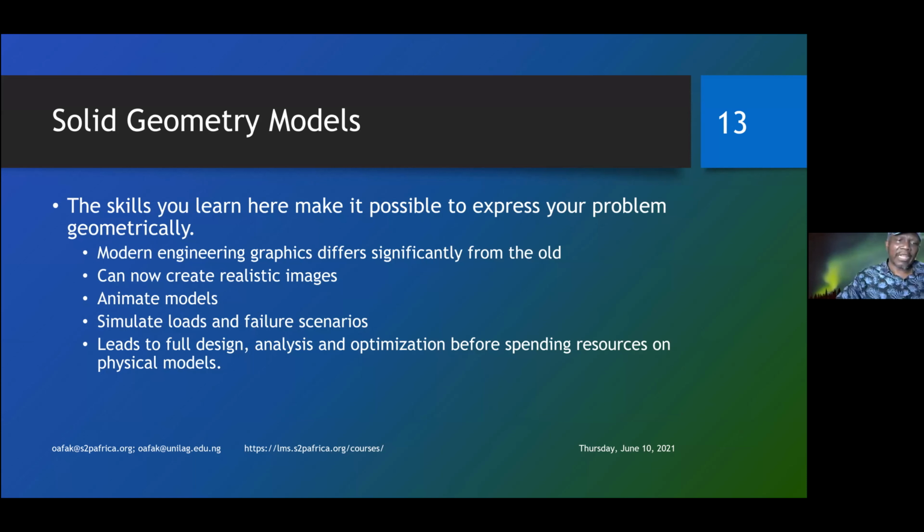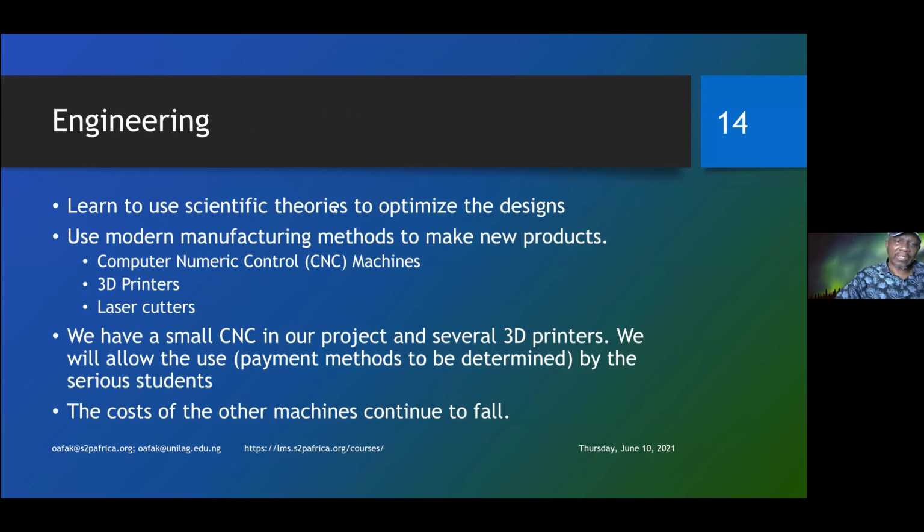Engineering: learn to use scientific theories to optimize the designs. Then you use modern manufacturing methods to make new products. We are handicapped in the university because the main machinery to turn that into actual physical things is often not as available. You need things like computer numeric control machines, which we call CNC, and 3D printers of different types. There are now metal printers, though they cost a lot. The latest price I got for a metal printer is about $360,000 to $370,000.